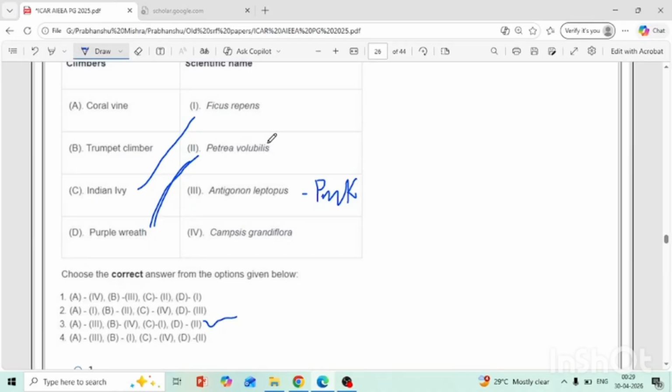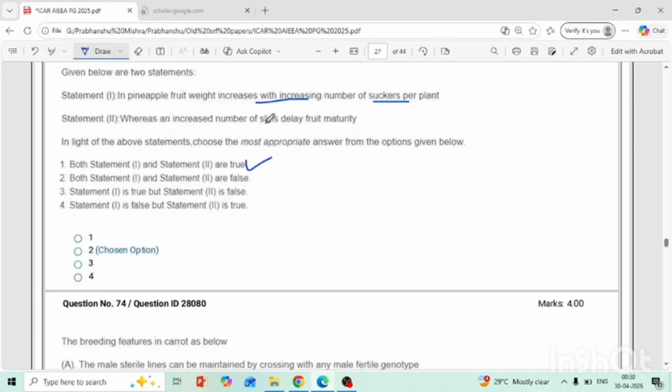Another is, in pineapple fruit weight increases with increased number of suckers per plant. This is a very simple and repeated question. Wherein the increase in the number of slips delays the maturity. Yes, both statements are true. Therefore, in the case of pineapple, desuckering is not commonly practiced, and commercially one plant will produce only one sucker. In some rare conditions they produce two suckers. Therefore very limited suckers are there. Therefore commercially slips are used for the planting of pineapple.